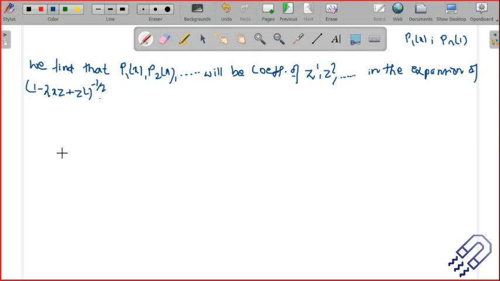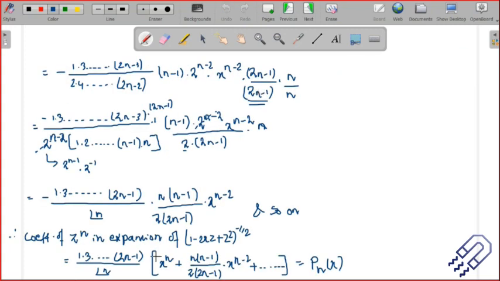Okay, so that means we can say that therefore 1 minus 2zx plus z square whole thing to the power minus half is equal to 1 plus z P1(x) plus z square P2(x), and whatever value we found out. Okay, let me just show this to you once. Whatever value you found out, if we just put in 1 in place of n, you are actually going to get your P1(x), P2(x) and so on. Okay, in place of n, so please remember that.